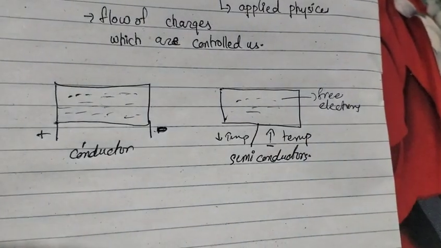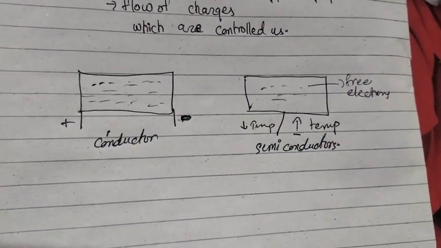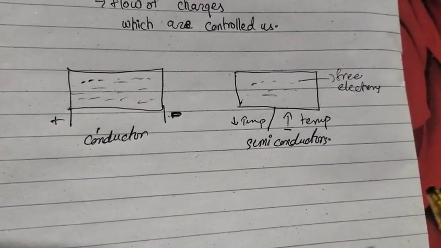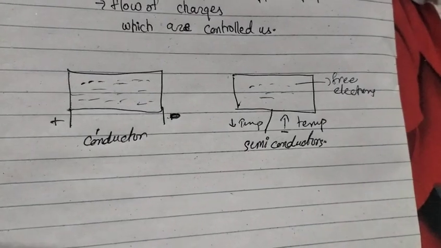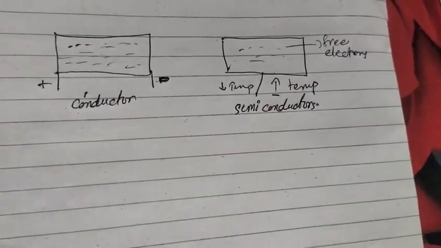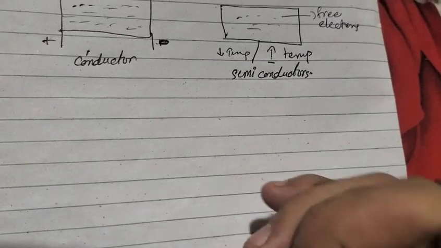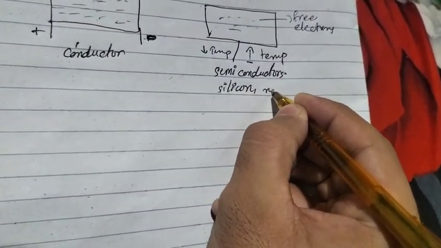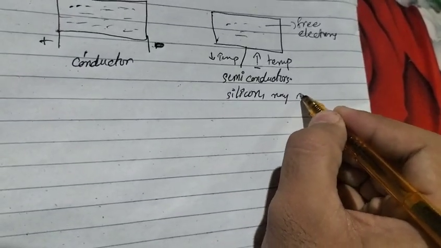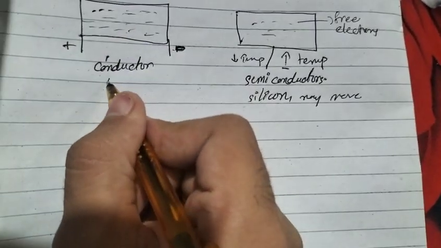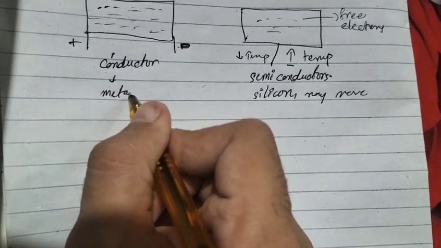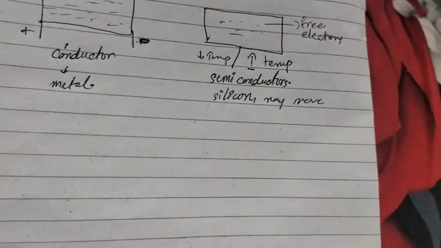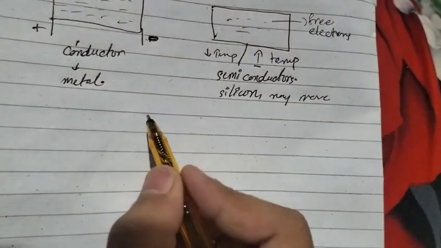So this is in our control. If we want to allow the flow of electrons, we can give a temperature. If we don't want to allow it, we will not give a temperature. So for the semiconductor example we have taken silicon, and for the conductor we have taken metal.